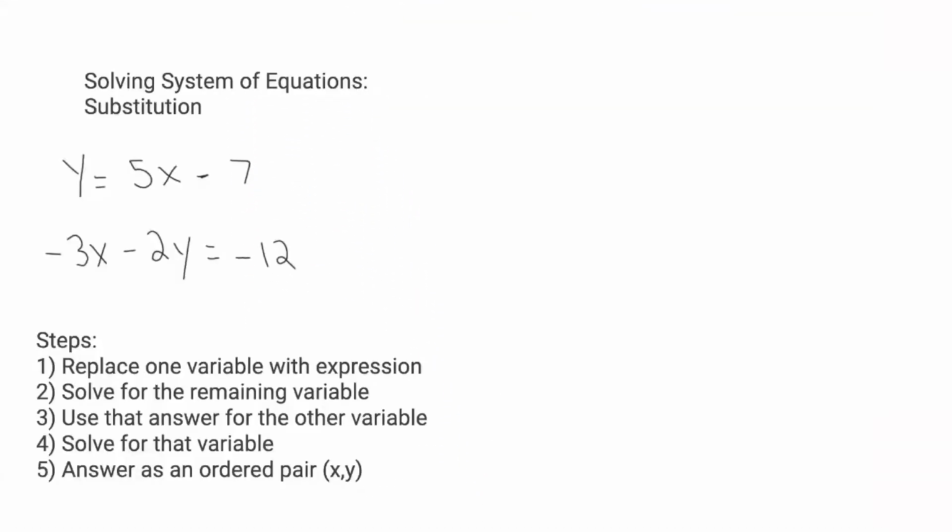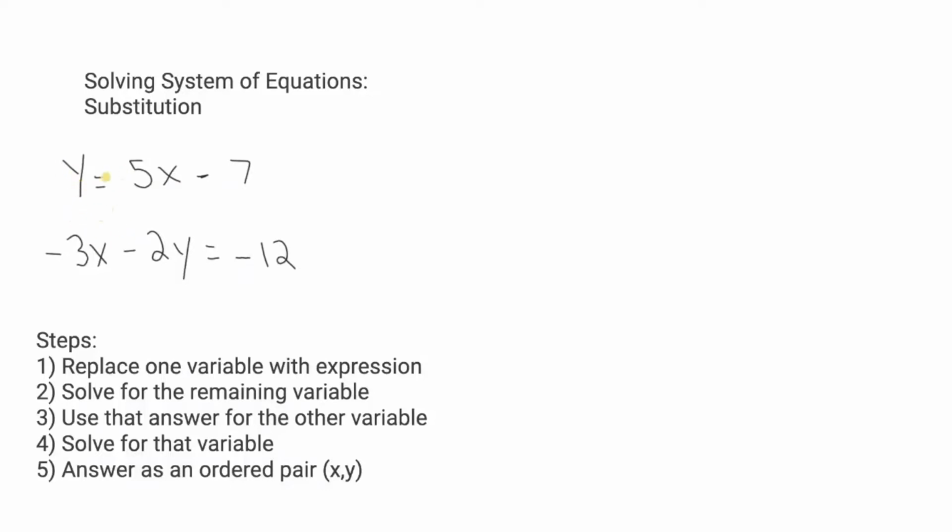Okay, we're going to work on solving systems of equations using the substitution method. All right, so if you can see, the steps are outlined below, and I'm going to walk you through how to incorporate those. First, it says replace one variable with the expression. What that means is we've got a variable by itself already. In this case, the y is all by itself.